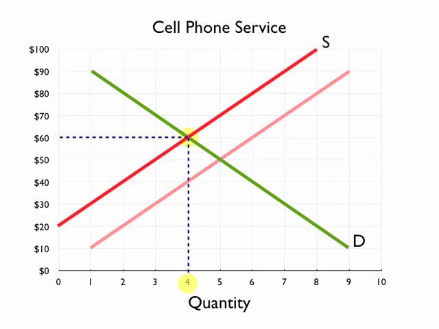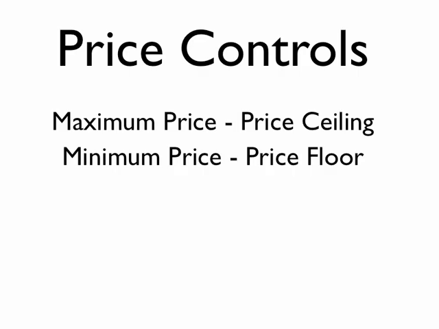We can eliminate, once again, shortages and surpluses if we allow the price to increase or decrease to eliminate those differences. What I want to talk about now are price controls. Price controls occur when a government authority steps into the market and imposes a maximum price or a minimum price. A maximum price is a price ceiling, and a minimum price is a price floor. Let's see kind of how this might work.